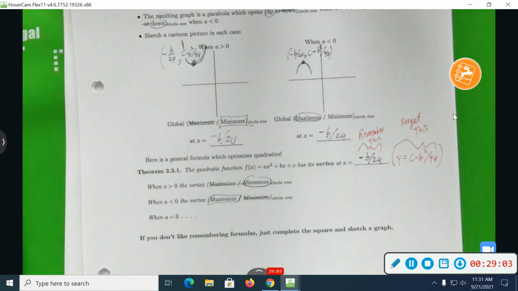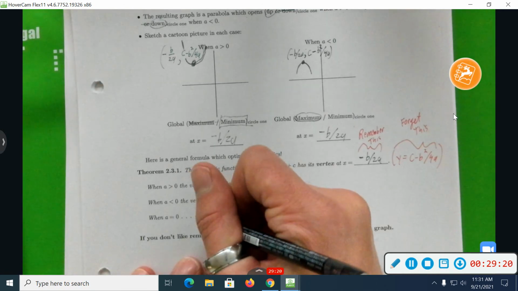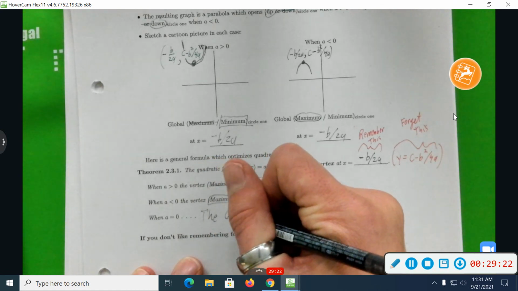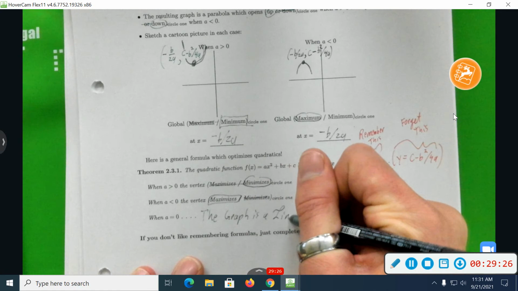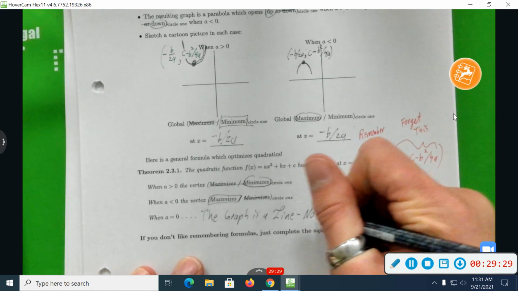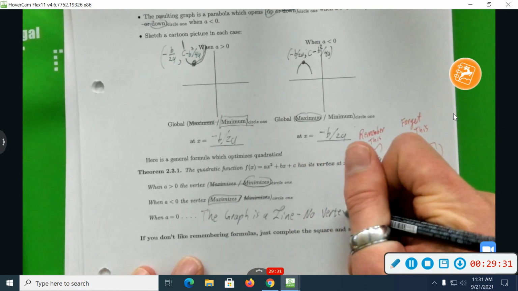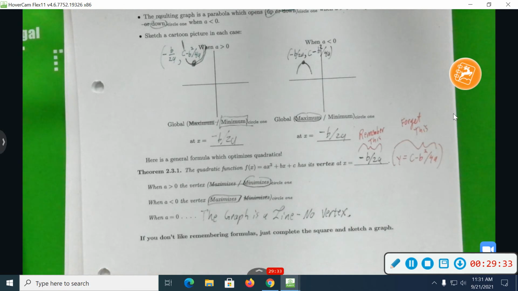So I guess if we know what happens when a is positive and when a is negative, let's just say something. What's the deal when a is 0? Yeah, it doesn't really have a vertex, does it? It's like a line. Nice.